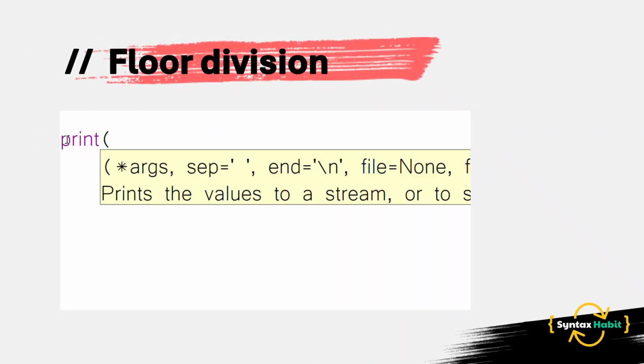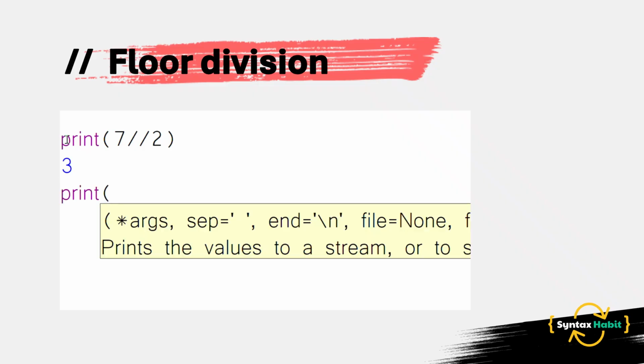The first operator is floor division. Floor division divides one number by another and returns only the whole number part of the result, removing everything after the decimal point.